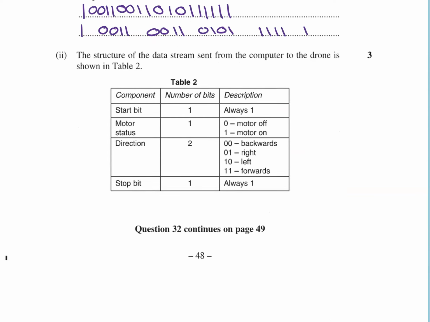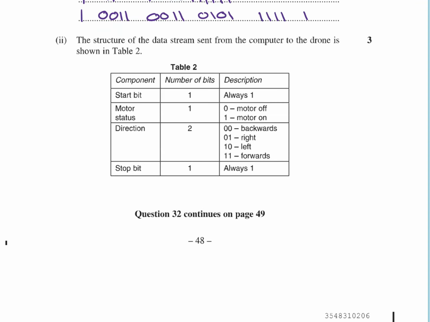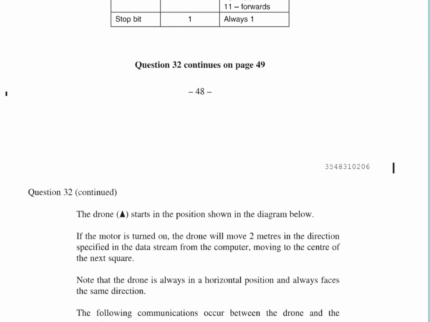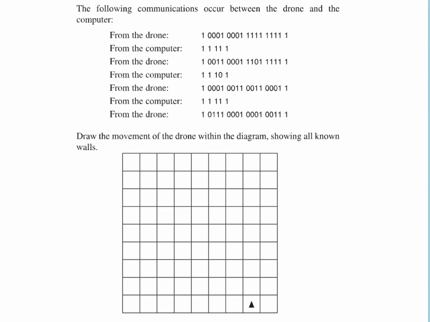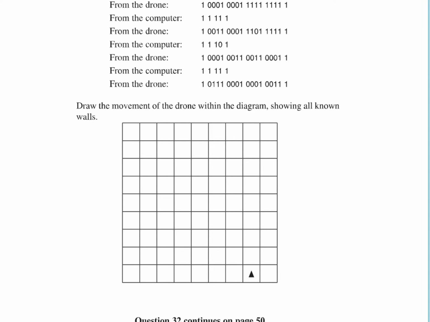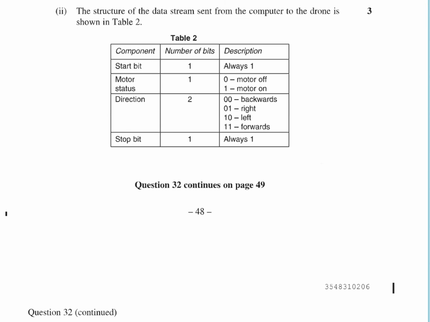Okay, let's have a look at question 2. And we have a map. So let's have a look at this. The structure of the table data stream sent from the computer to the drone is shown in table 2. So we have to be able to interpret this table.